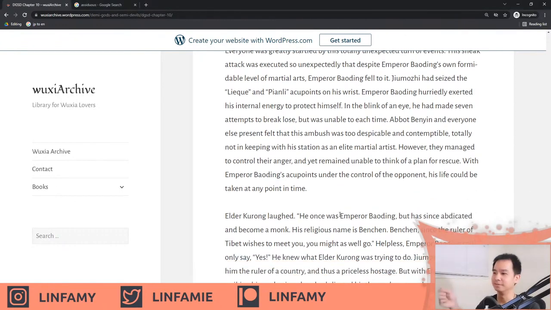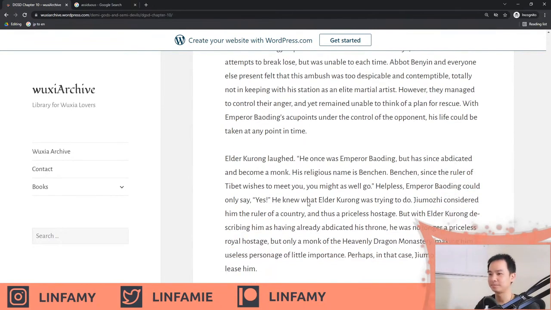Oh, it's like a bell at a temple, too. Elder Kurong laughed.